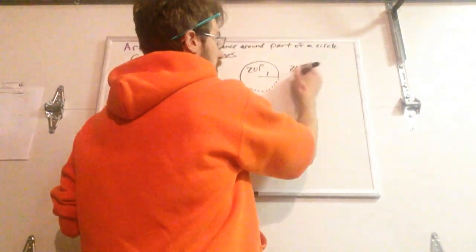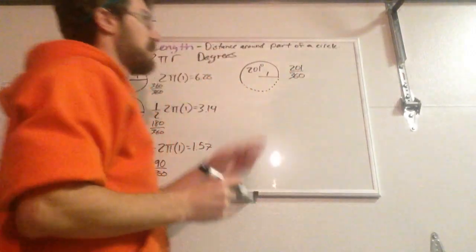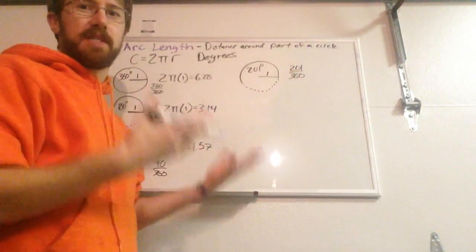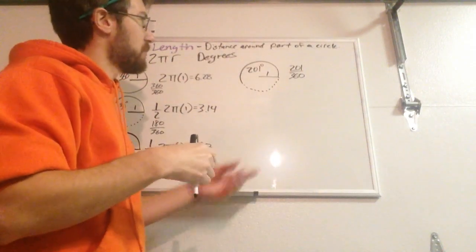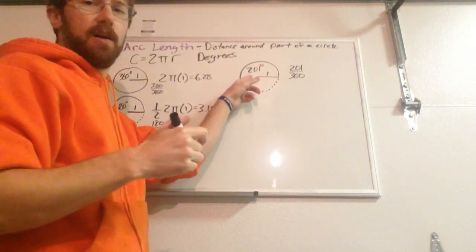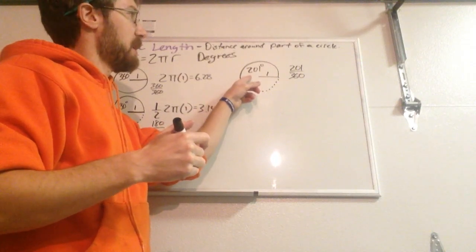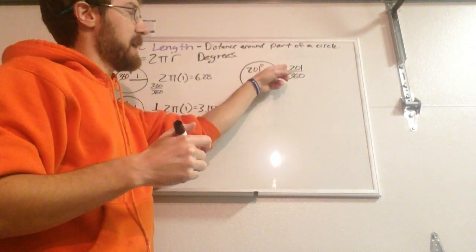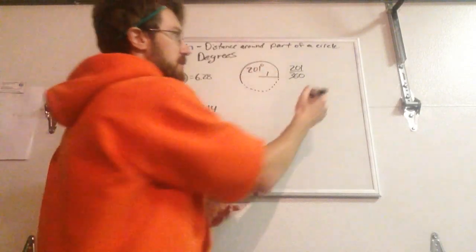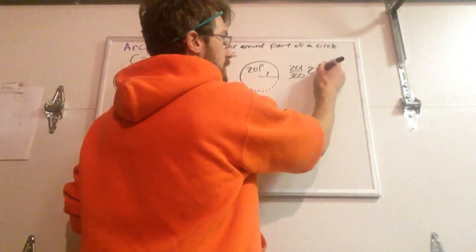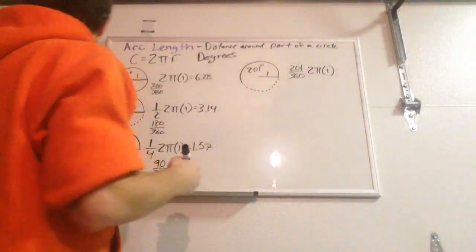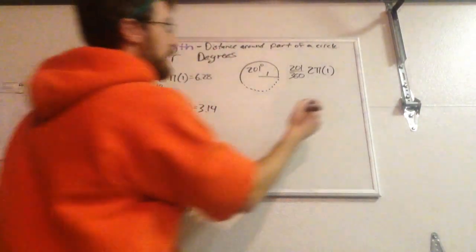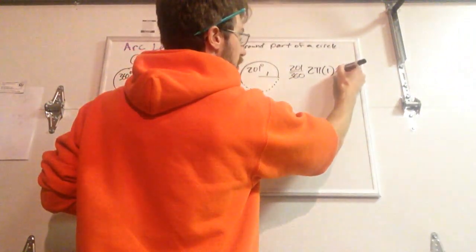201 over 360, that is the fraction of the way around the circle I'm going. So whatever this arc angle is, that arc measurement, I can make that a fraction of the angle over 360, and then just multiply that by the circumference of the whole circle, or just 2 pi r. And in that case, I did this ahead of time, that equals about 3.51.